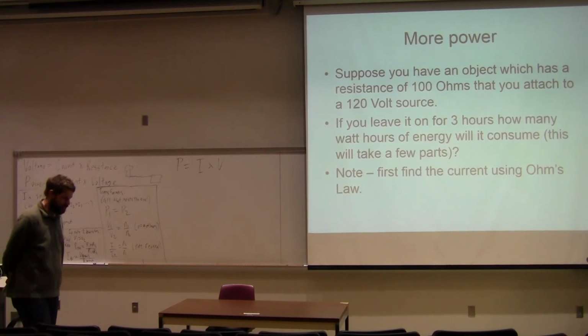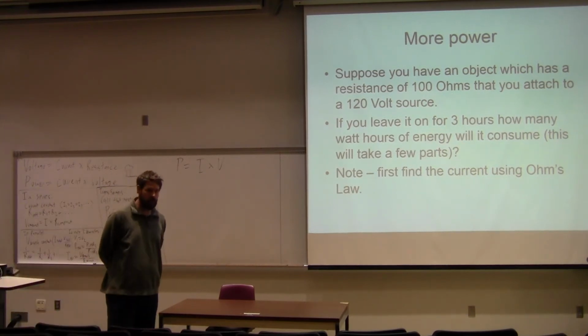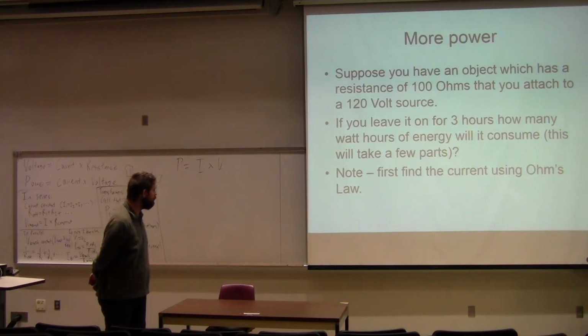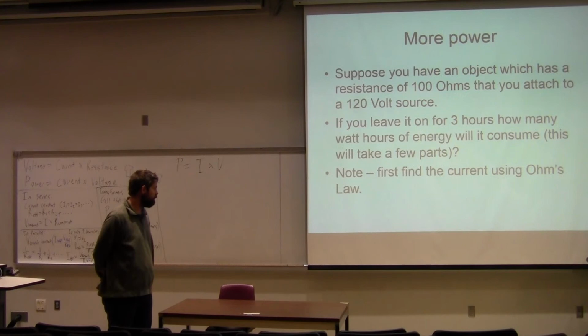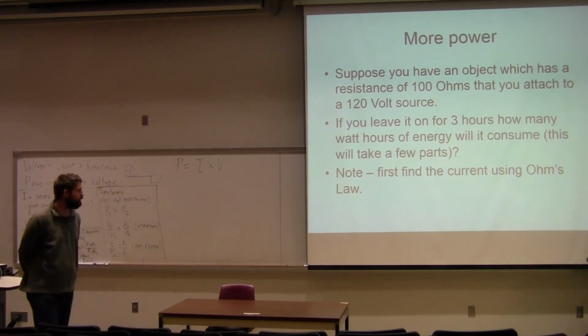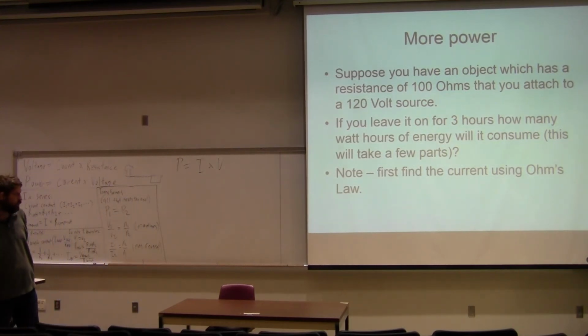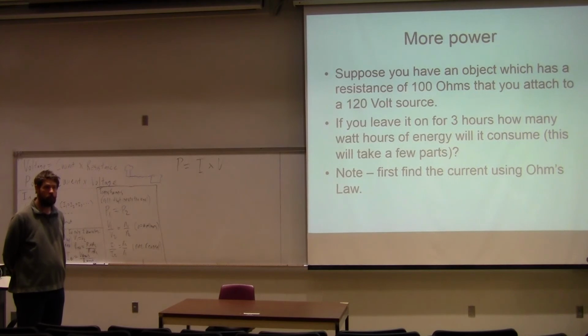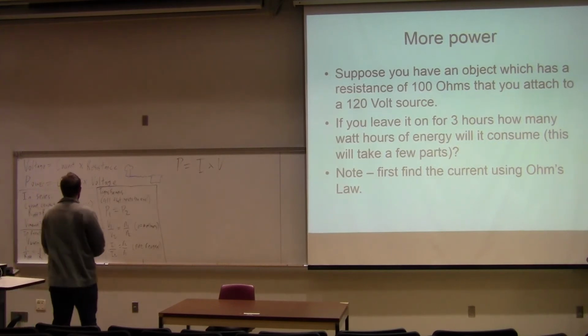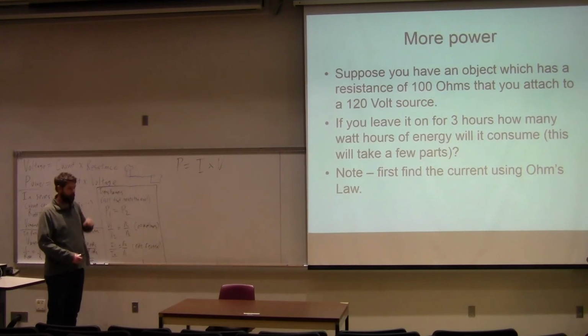Now remember, to get joules, you take power times time in seconds. To get watt hours, you take power times time in hours. That's the difference. I give you a helpful hint about the first step, and then you can do the second step. So go ahead and do those two steps. If you're still unsure, look at the note: find the current, because we need the current. Use Ohm's Law.